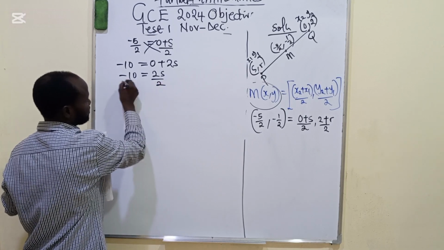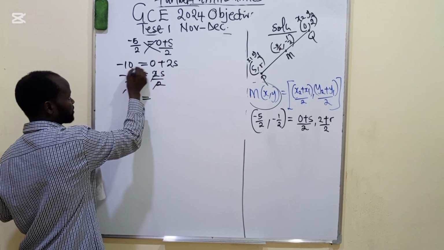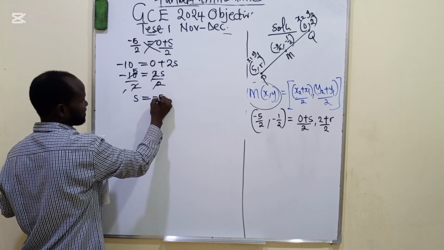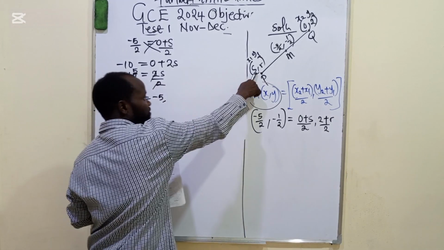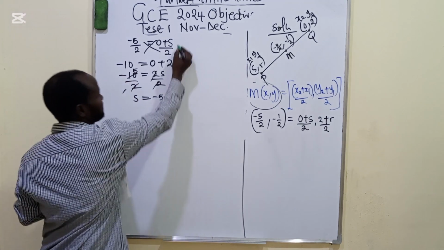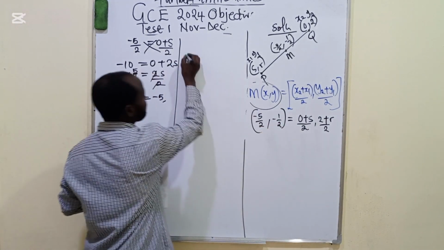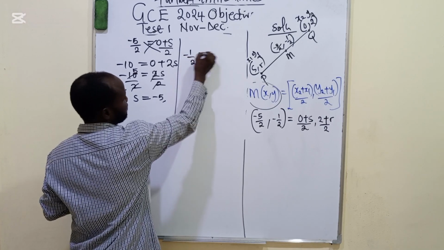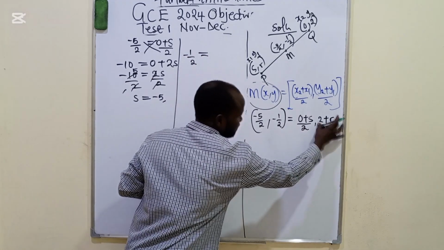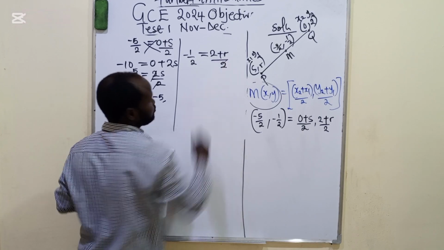Let's divide both sides by 2 to find s. 2 into 10 is 5. We'll have minus 5. So s, which is corresponding to x now, is minus 5. Let's solve for r. Minus half now will be equals to 2 plus r divided by 2.